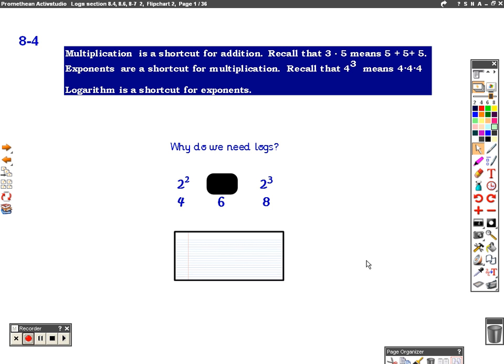So this is my lesson for introduction of logs. Now you will have seen this in the classroom, and this is going to reinforce all the stuff that we saw in the classroom today.